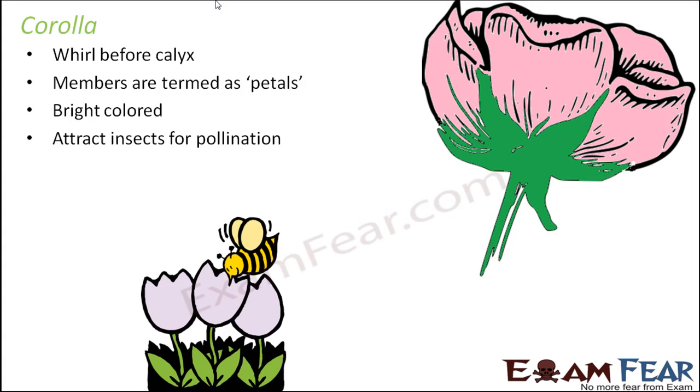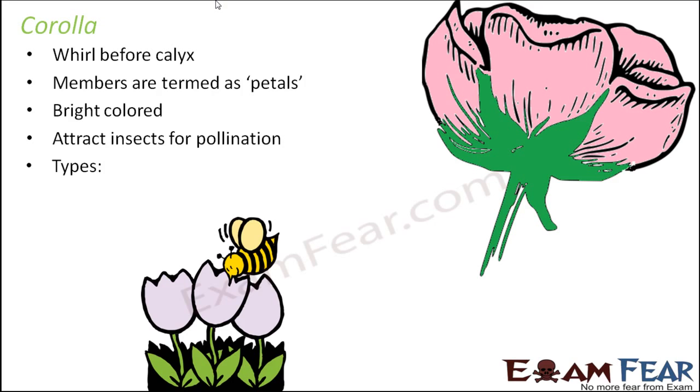They attract insects for pollination. So that is the most important function of petals. Their beautiful colors attract insects, and when insects come to them, they act as pollinating agents and help in the process of pollination. Now here I am not going to discuss pollination again in detail. If you are not aware of what pollination is, please refer to the videos of reproduction in plants.